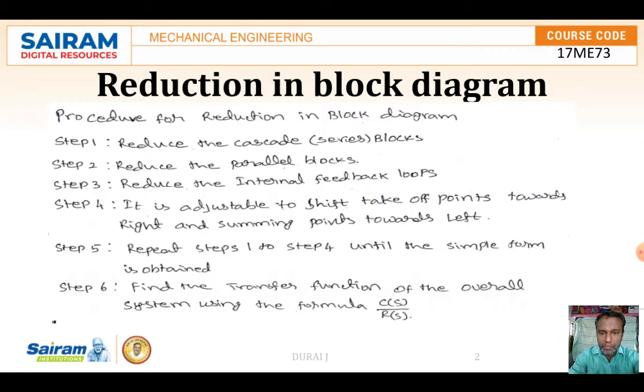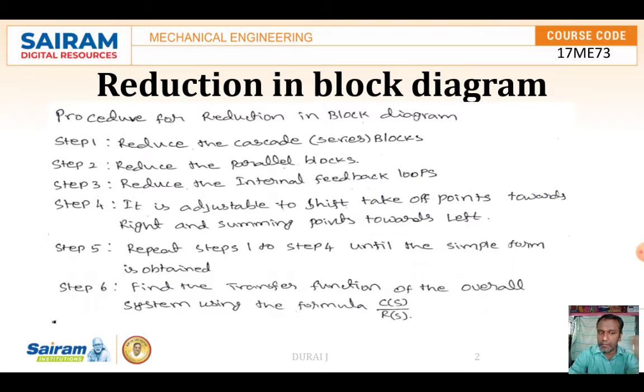Suppose the summing points are arranged to the right of the block, we move them to the left of the block. And if a takeoff point is arranged on the left side, we move it to the right side. So these steps we are going to do. Then, if the diagram is still not reduced, we have to repeat steps 1 to 4 again until we reach a single block.